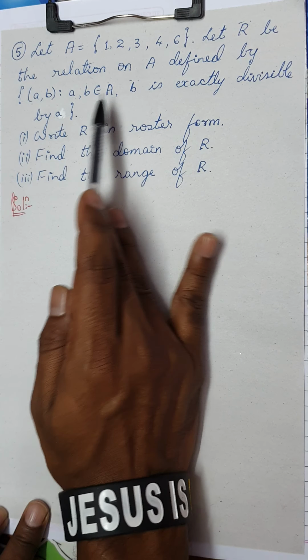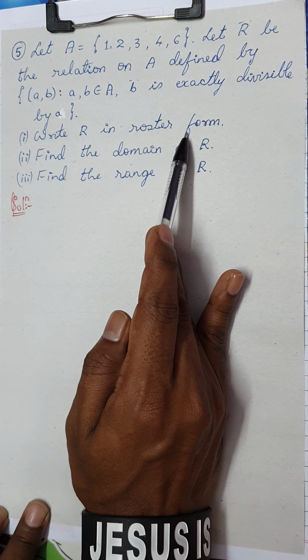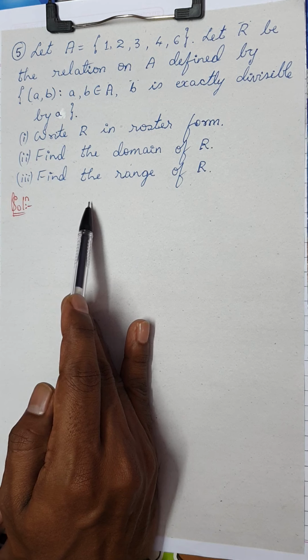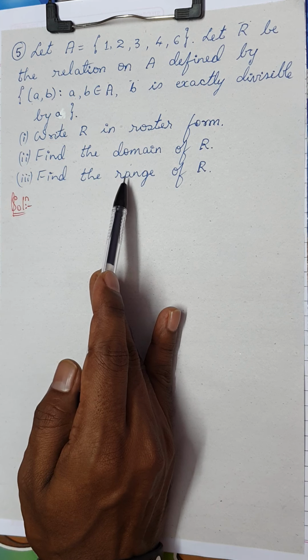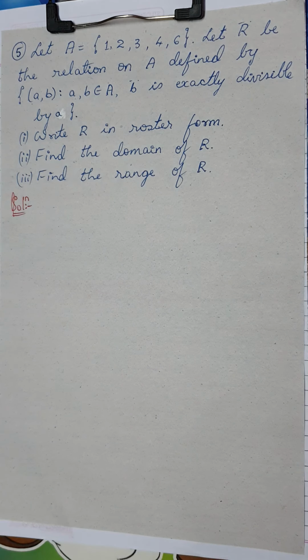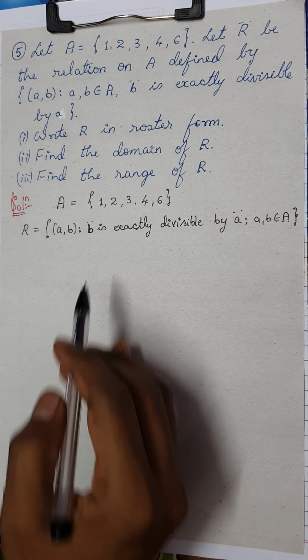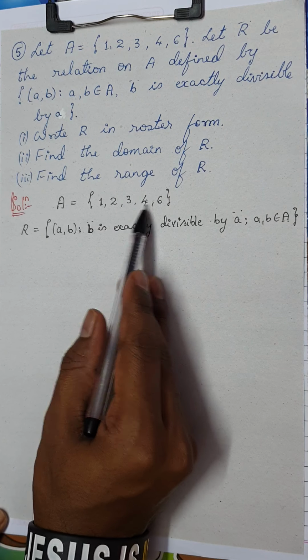Now once you write the relation, write R in roster form, which means you have to write the elements of the relation. Once you write the relation, you can easily write the domain and range. So first of all, let's write down the data. You should always have the habit of writing down the data first. So the data is given. Set A is equal to 1, 2, 3, 4 and 6.